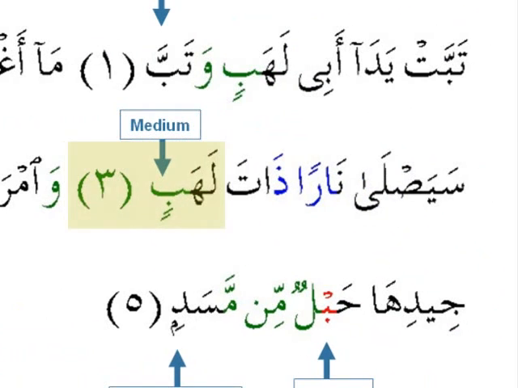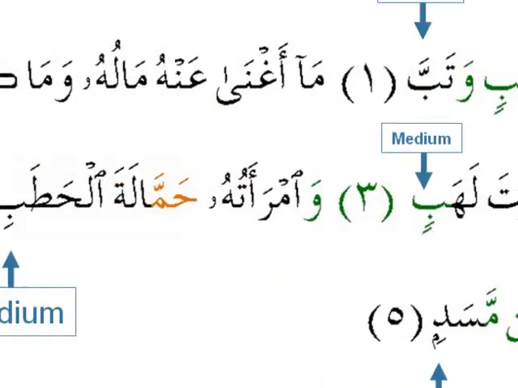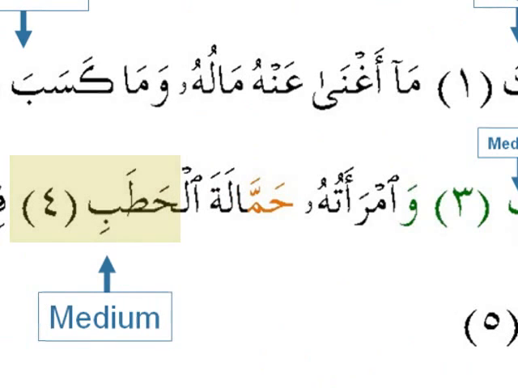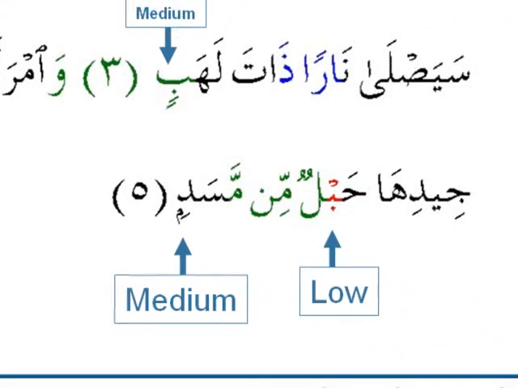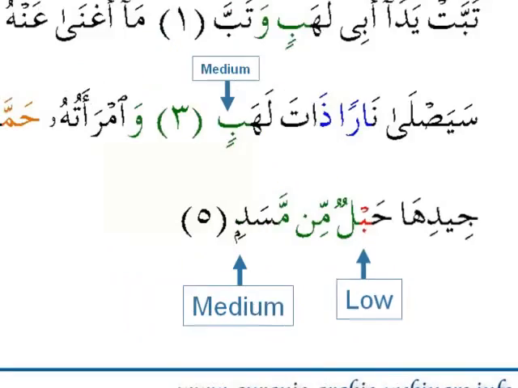Third one, lahab. Fourth one, hatab. And then on the last line, if you have a look, we've got a low one because it's in the middle of the word, so it's haba. And then we've got a medium one again, masad, masad.